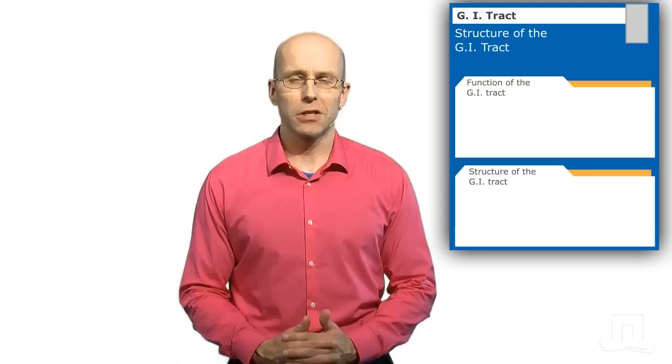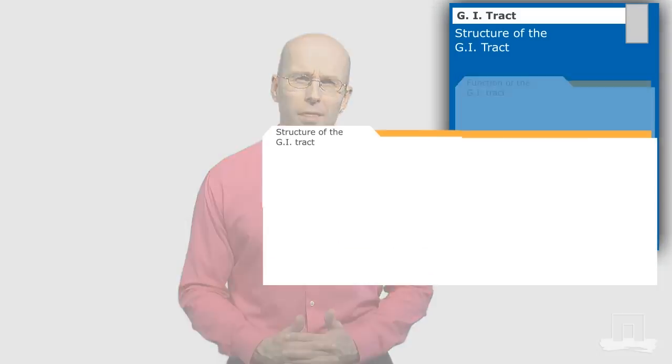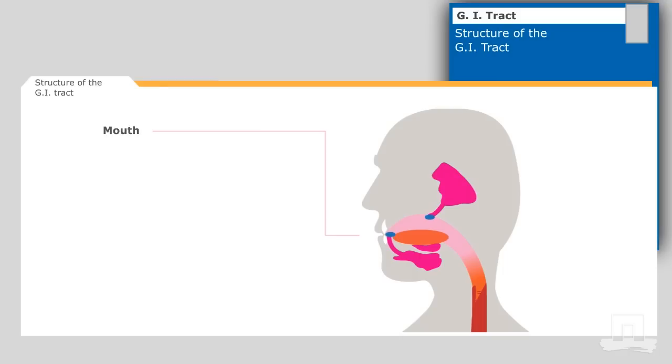Hi. In this video, I want to discuss the different parts of the GI tract or alimentary tract. Now let's start out in the mouth. Now the food in our mouth is moisturized by the addition of saliva produced by the salivary glands. And the saliva is mixed with the food via chewing motions and via movements of the tongue.